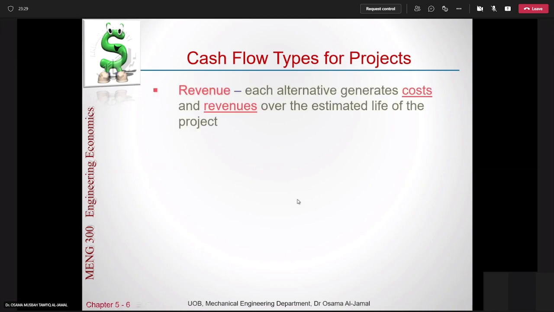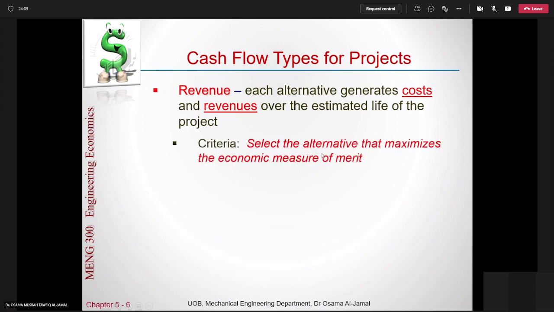That's what we call revenue projects. Each alternative generates cost and revenues. For sure, there will be a cost and there will be revenues. Out of those two, you will have positive present worth or positive annual worth or positive future worth. Why? Because the concept of that investment is a revenue project, it's an investment project.